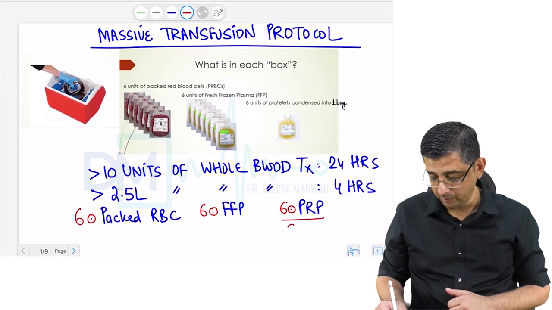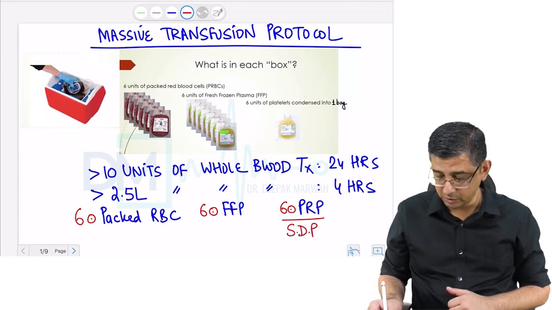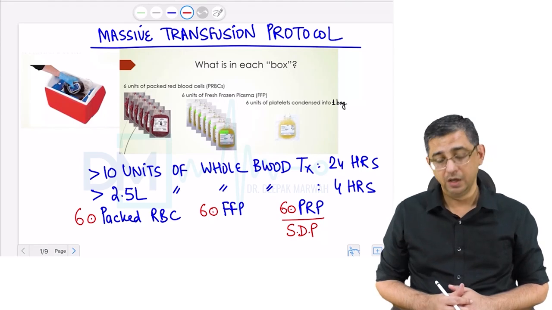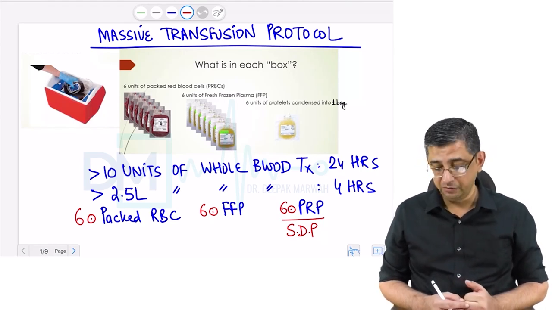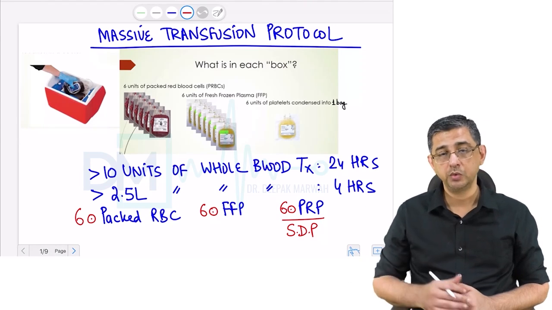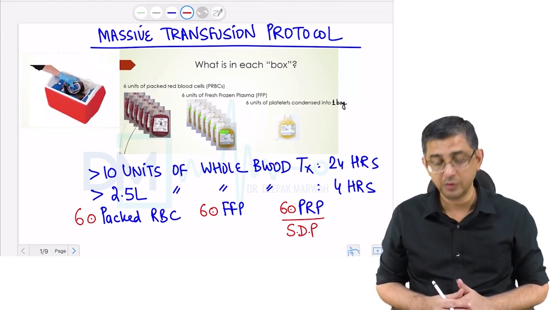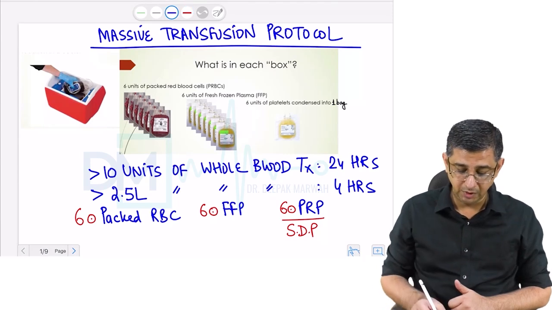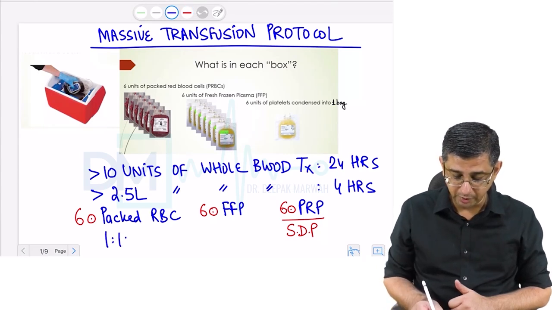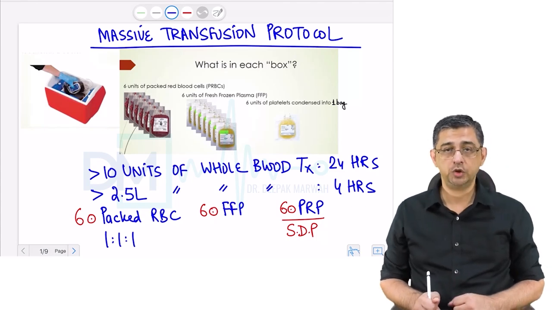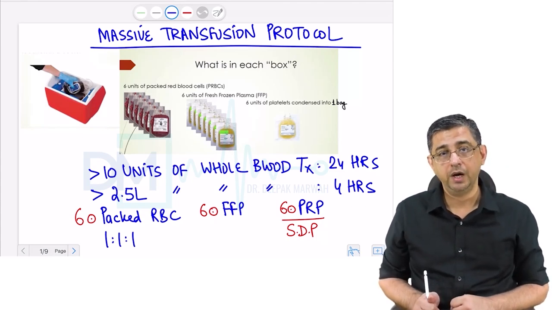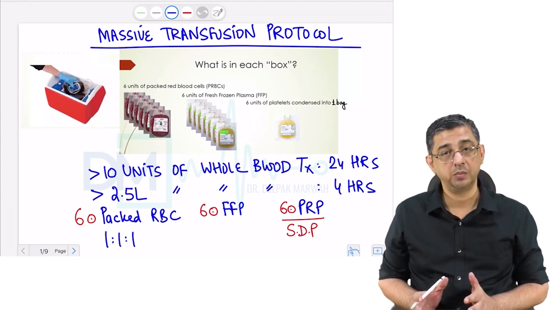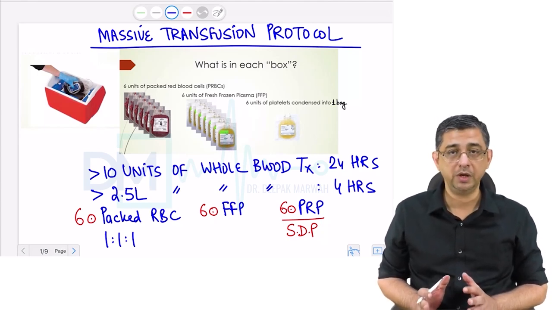Like most of the time, we might be having availability of SDP, which is prepared via apheresis, that is a single donor platelet. The efficacy of an SDP will be equivalent to 6 units or 6 bags of platelet rich plasma. They've also asked in the exam the ratio at which these products should be administered. Then the ratio would be 1 is to 1 is to 1. And the first thing to be administered is packed RBCs to treat the acidosis component in the patient.